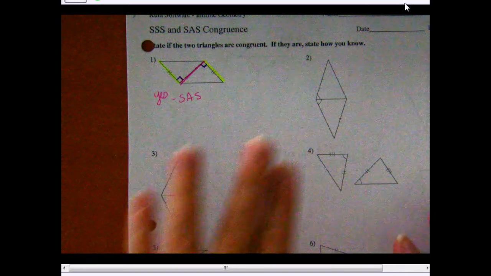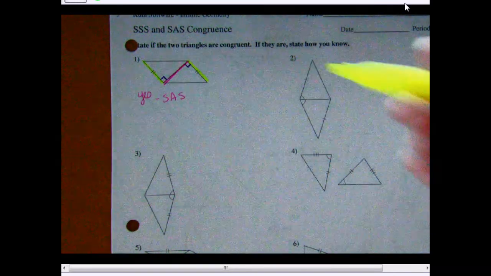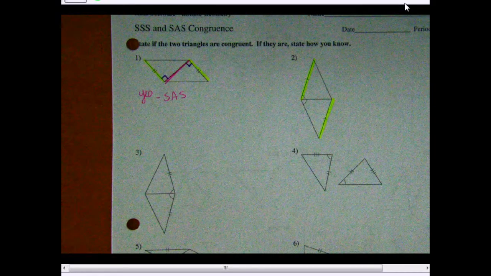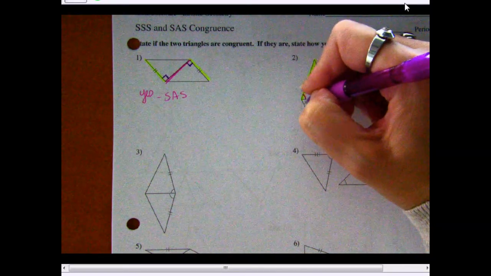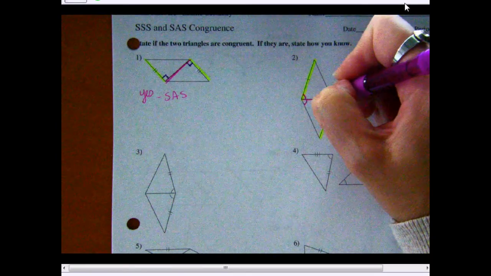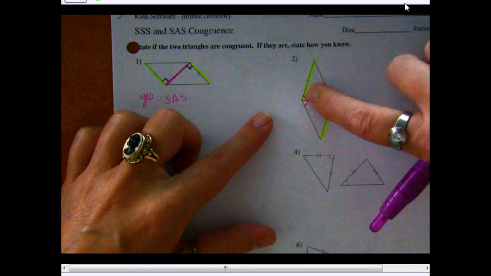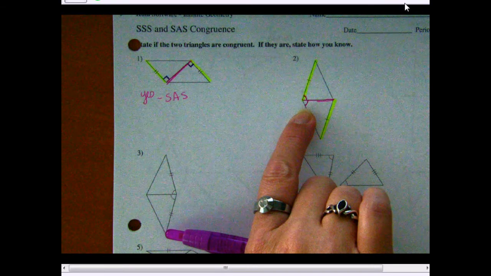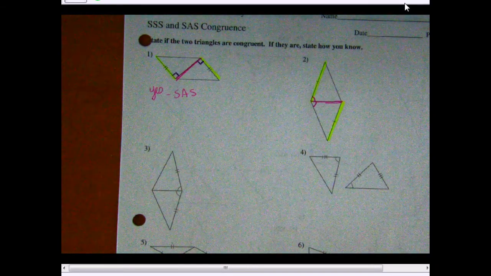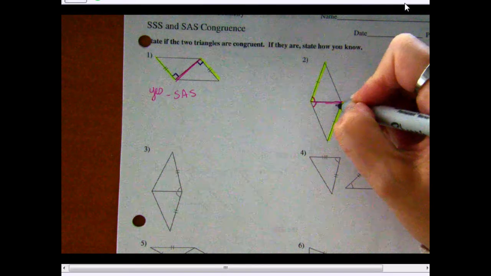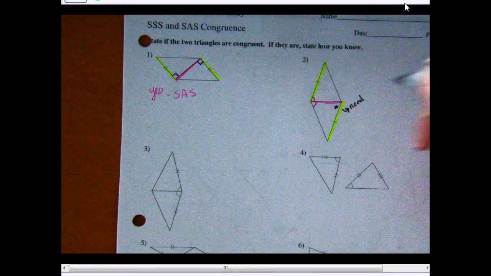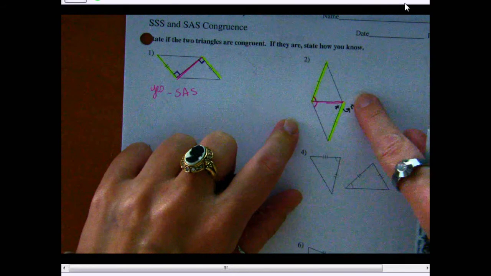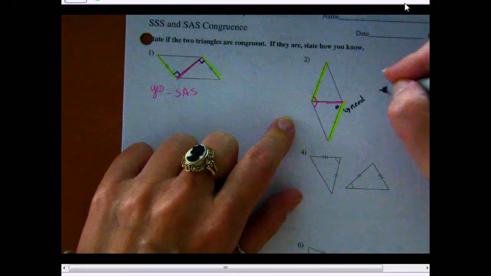If we look at number 2, we have a side, we have an angle, and we have a side. But if you look here, we have side, angle, side on one triangle, but here we have side, side, angle. The angle we would need to be congruent, we would need this one. We don't have this one, we have that one. So while we have side, angle, side on one triangle, we have side, side, angle on the other. So this is a no.